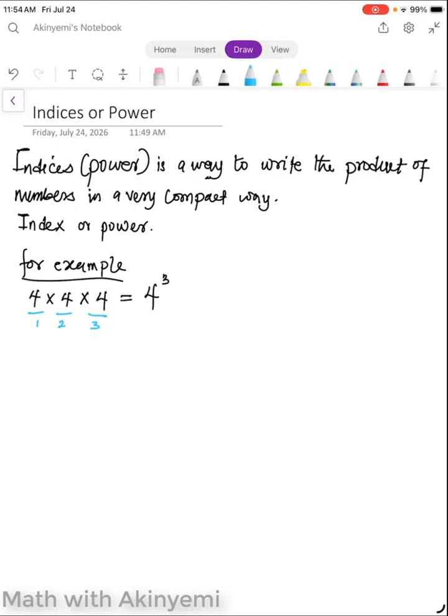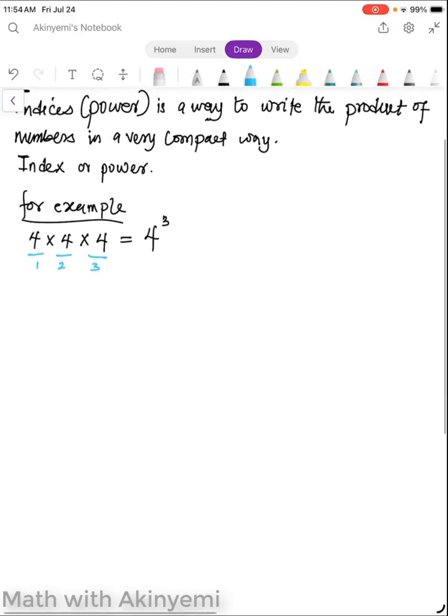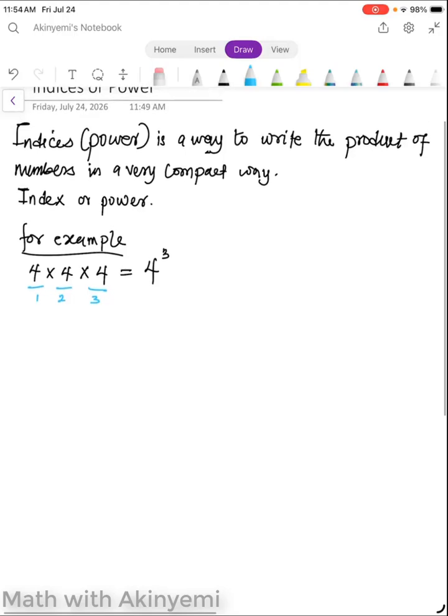And then indices is very important, especially in mathematics, and this therefore leads us to the laws of indices.